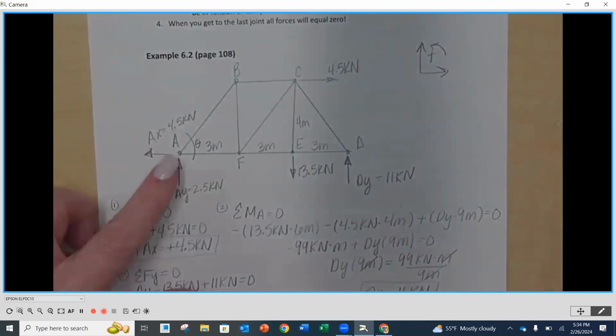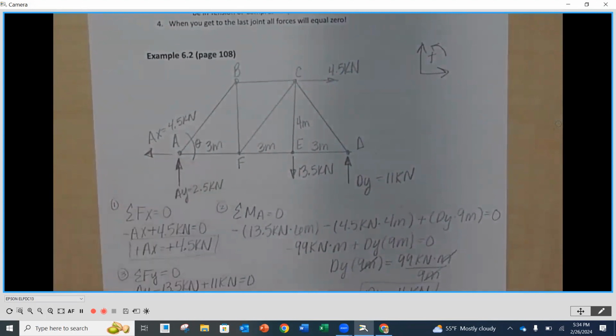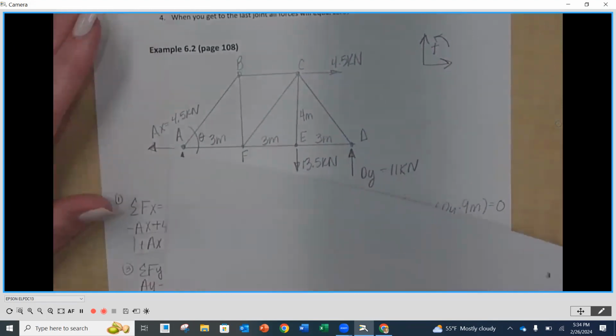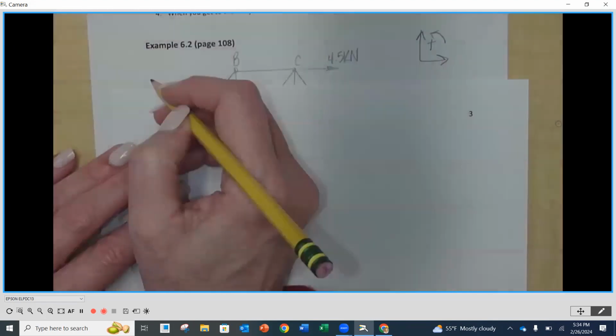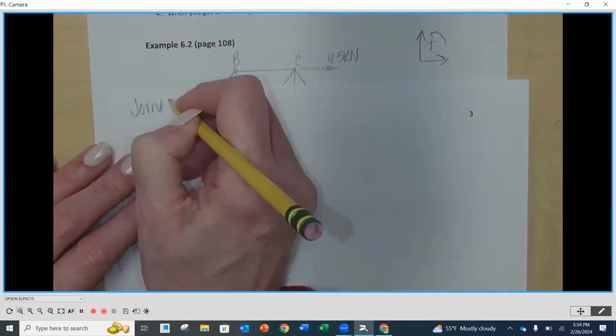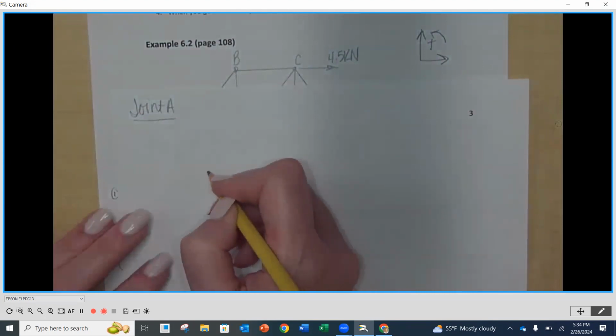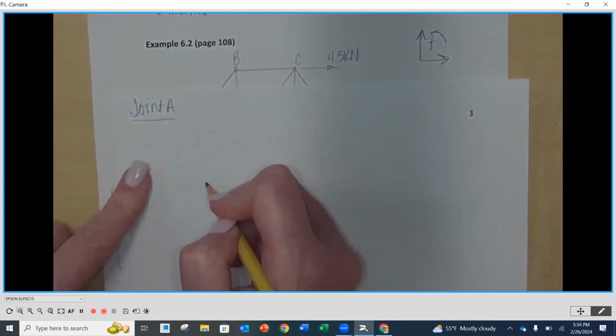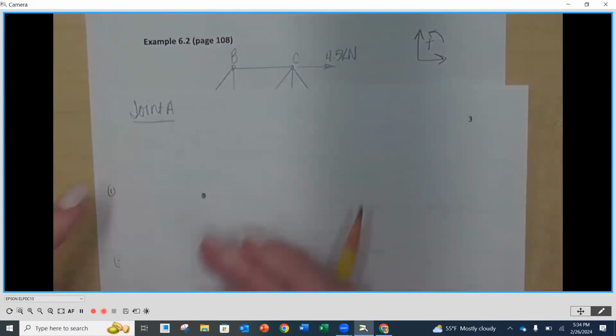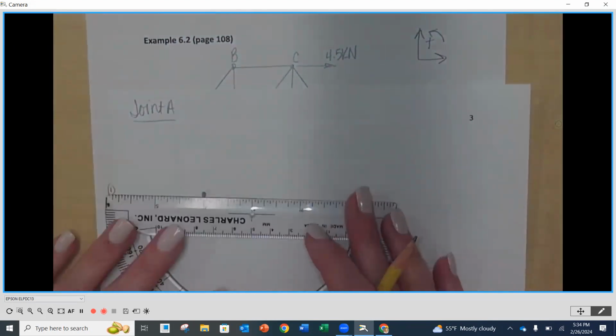So I'm going to walk you through the process of looking at joint A, and we're only going to look at joints. So again, this is called the method of joints, and we're going to be looking at each one of these joints separately. So on the next page, I'm going to label that I'm looking at joint A, and I'm going to draw joint A. I'm going to come down here, make sure that I have enough room. So this is going to be my point A or my joint A.